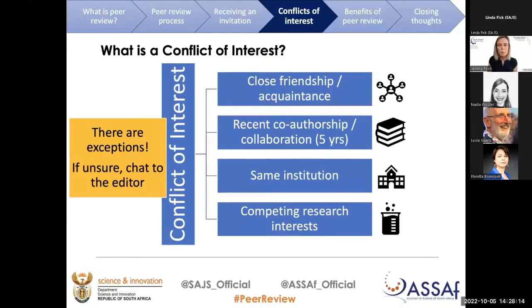I think it's important to be aware that there are exceptions here. So it may be that you are in a very small field where co-authorship is going to happen because there's a small pool of specialists available in this particular field. That happens. So there are exceptions here. And I think the important thing is to be open with the editor, declare your potential conflict of interest, let the editor decide. That's a good approach, but rather declare any potential conflict of interest up front.